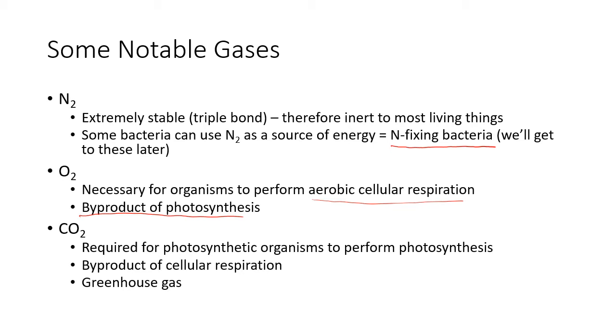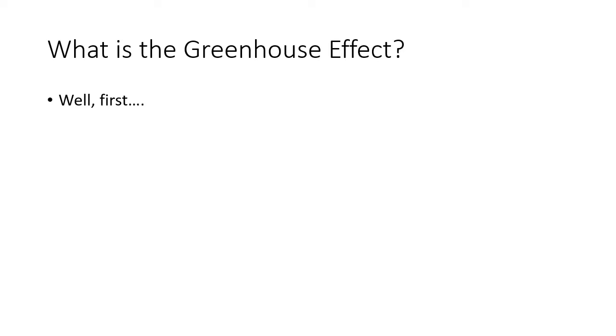And then carbon dioxide, this is really important for two reasons. Necessary for photosynthesis, so for plant growth. It is also a greenhouse gas. So this is the first time in the course that we've talked about greenhouse gases and the greenhouse effect.